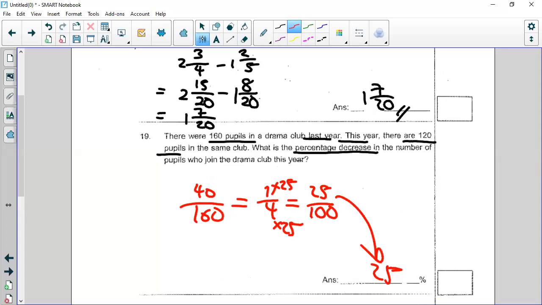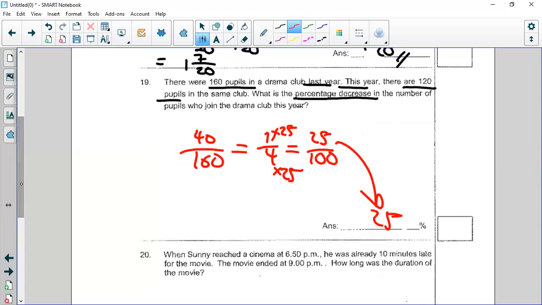Once the denominator is 100, the numerator is your percentage already. Okay, let's go to question 20.